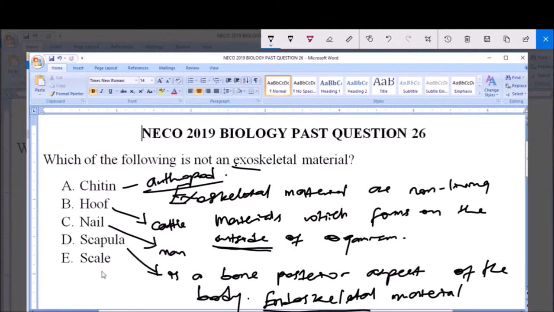Take notes. Then the scale here is an exoskeletal material found on the body of fishes, and also on lizards. You find the scales. So all these are exoskeletal material, except scapula. Scapula is an endoskeleton because it is a bone, and bones are located inside the body. So scapula is not an exoskeletal material. So the answer to this question is option D.